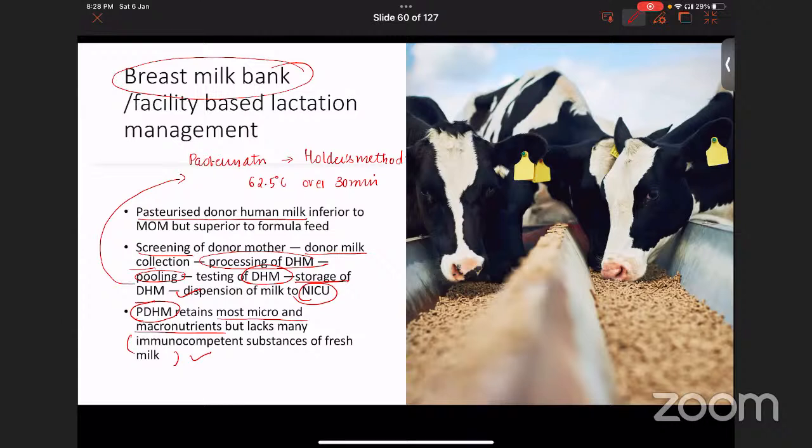And the first human milk bank was started in Mumbai by the NGO called NEA in the year 1989. So with this, we will complete today's session.